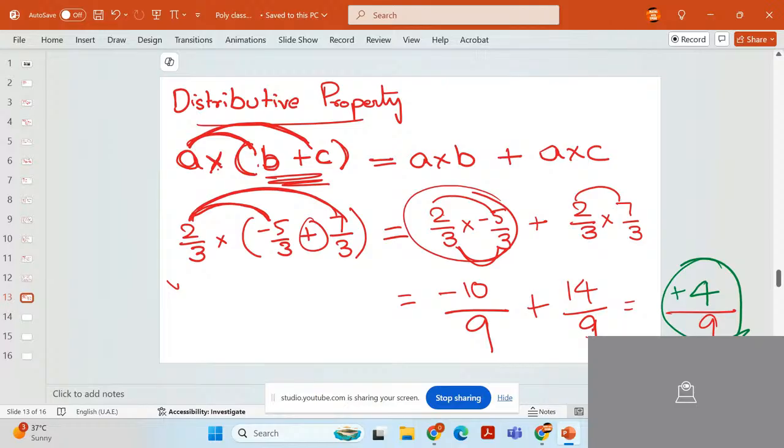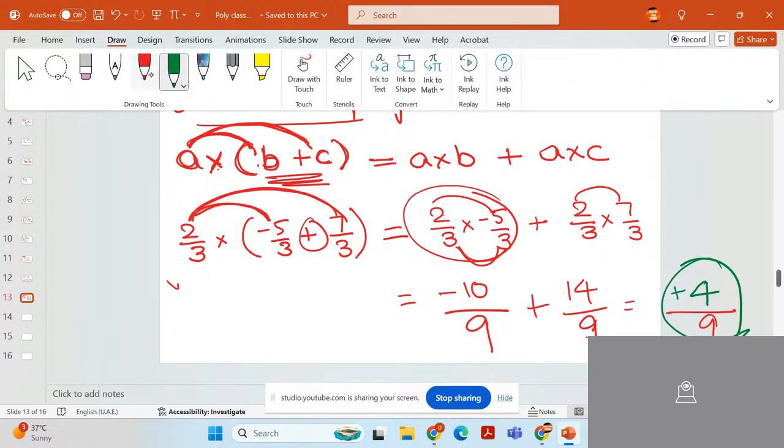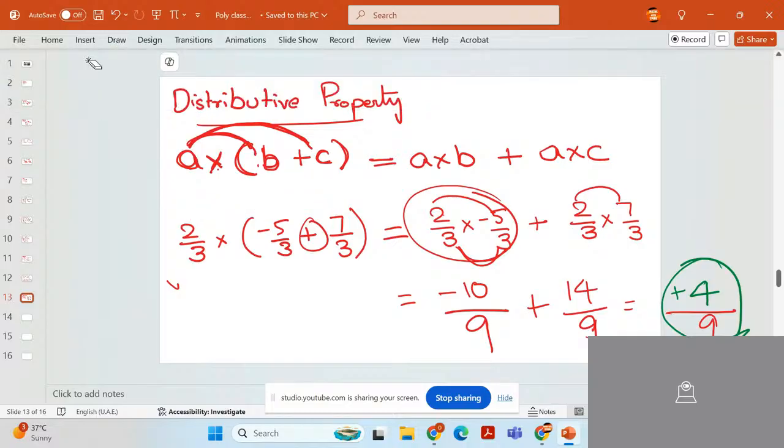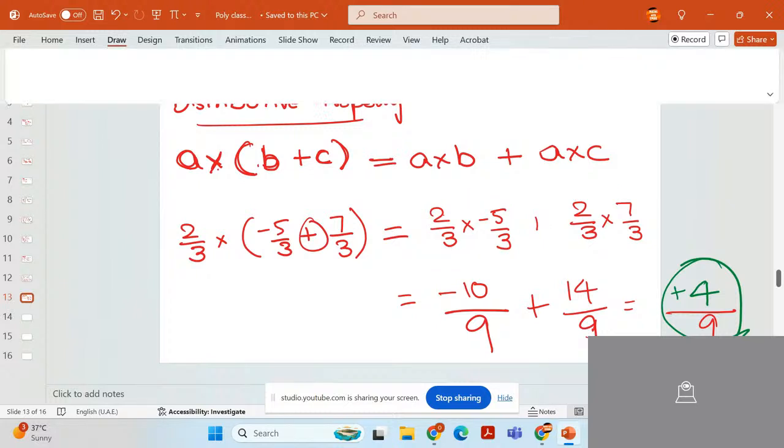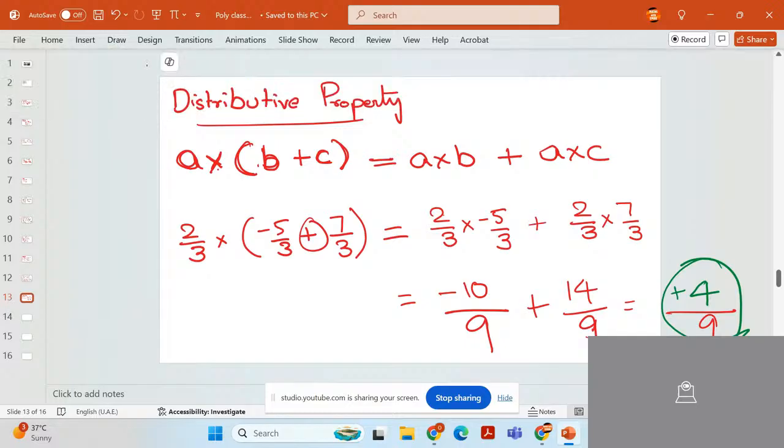See, while explaining, I use these lines and I'm erasing the lines so that it will be clearly done step by step for you. So these are the steps you have to do.